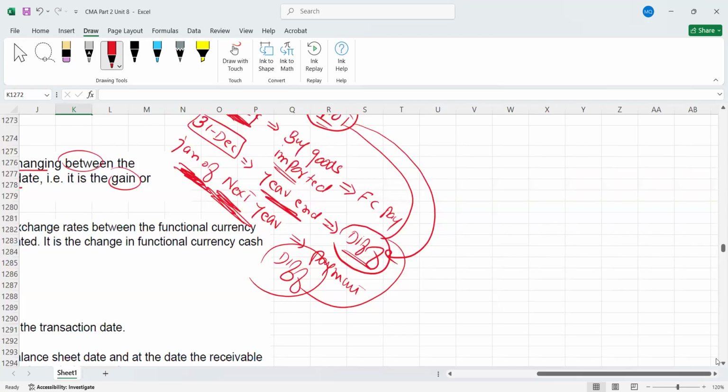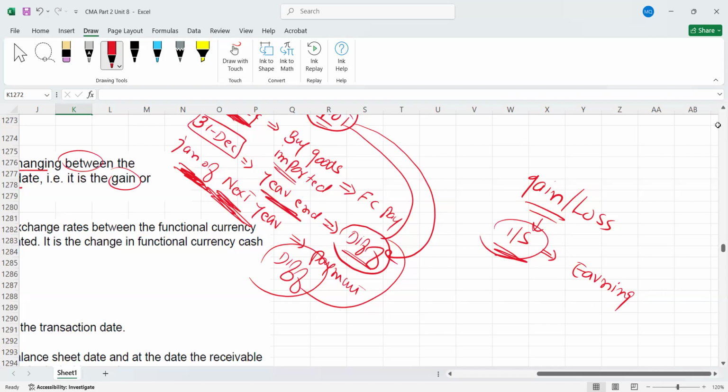Okay, unsettled transaction means the transaction which is not yet settled, and settled transaction means the transaction which is settled, meaning you have paid or received the cash. Now, please remember, whatever gain or loss you calculate, whether on an unsettled transaction or a settled transaction, you will record it in the income statement. Income statement means earnings. If you have a loss, you take it to the income statement. If you have a gain, you take it to the income statement.